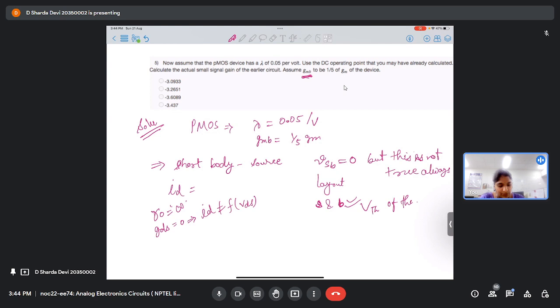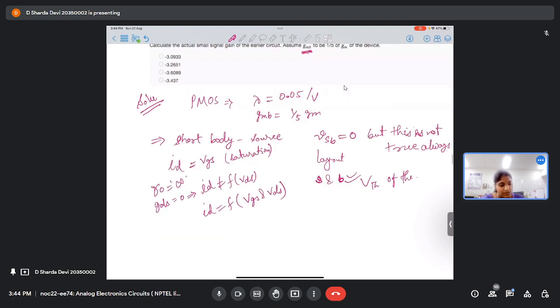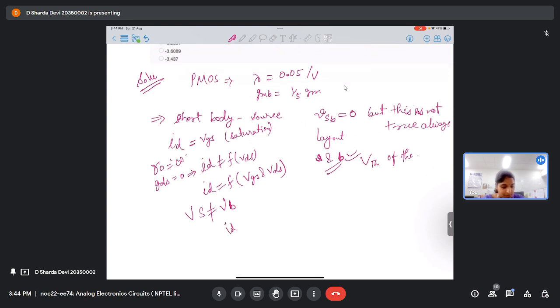But when we say there are short channel effects coming into the picture, earlier ID was only a function of VGS in saturation. I'm talking particularly about saturation. But when short channel effects come into the picture, ID becomes a function of VGS and VDS. And when Vs is not equal to Vb, ID actually becomes a function of VGS, VDS and VBS.